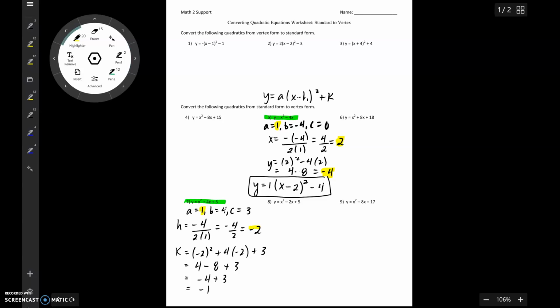So I have my value of A, my value of H, and my value of K. Y equals A, x minus 2, quantity squared, and then -1 at the end. Now technically, if A is 1, you do not need to write that in there. So both of these forms, if you wrote it like 5 or 7, then you're in good shape.